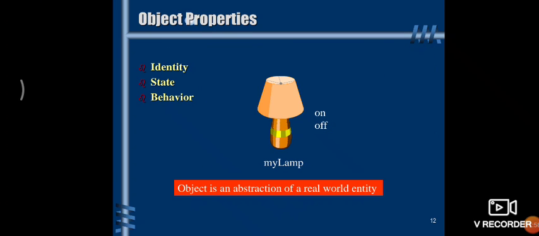Now it comes to the object properties. What are the properties of the object? As I have told, it has some behavior, identity, and state. An object is an abstraction of a real world entity. As you can see this lamp, what is its state? It is whether it is off or whether it is on.